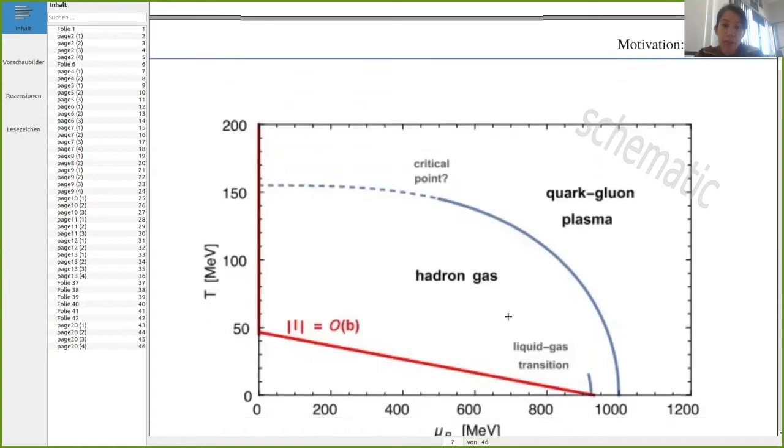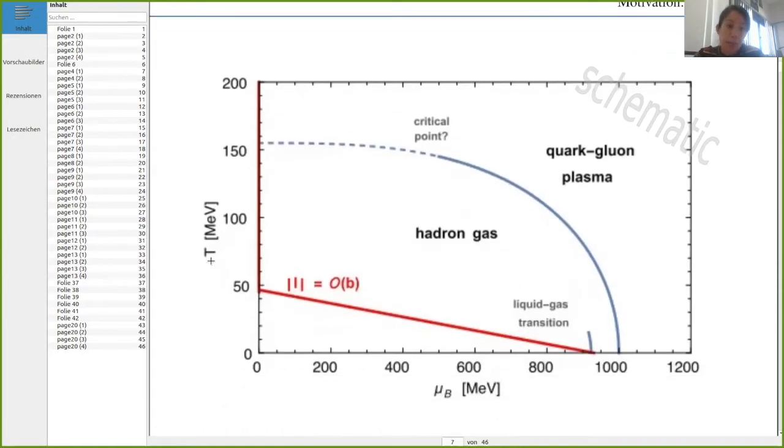Our universe follows a certain path in this diagram, the standard trajectory, as I call it. This path in the QCD diagram is called the cosmic trajectory, and the standard trajectory starts here at large temperature and low chemical potential, and then the universe cools down and passes through small chemical potential.